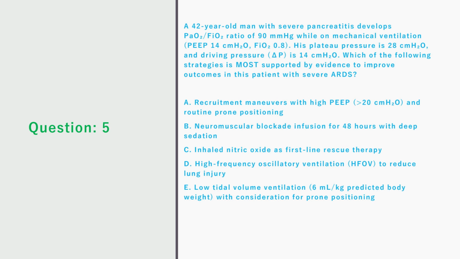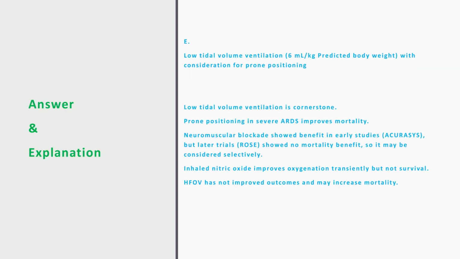A. Recruitment maneuvers with high PEEP, greater than 20 centimeters of water, and routine prone positioning. B. Neuromuscular blockade infusion for 48 hours with deep sedation. C. Inhaled nitric oxide as first-line rescue therapy. D. High-frequency oscillatory ventilation to reduce lung injury. E. Low tidal volume ventilation, 6 milliliters per kg predicted body weight, with consideration for prone positioning. Correct answer is E. Low tidal volume ventilation, 6 milliliters per kg predicted body weight, with consideration for prone positioning.